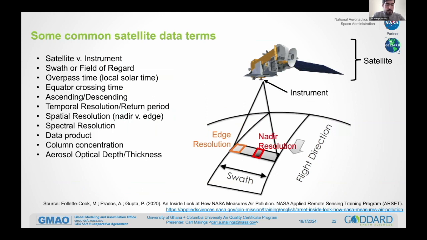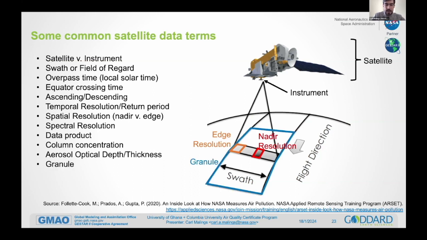In terms of managing the data, typically what these satellites do is they produce data products, which is some sort of output that's publicly released, telling us what the satellite data was able to capture. And those data products might be things like the column concentration of a gas in the atmosphere, as I mentioned, or the aerosol optical depth, the aerosol optical thickness related to the presence of aerosols in that field of regard.